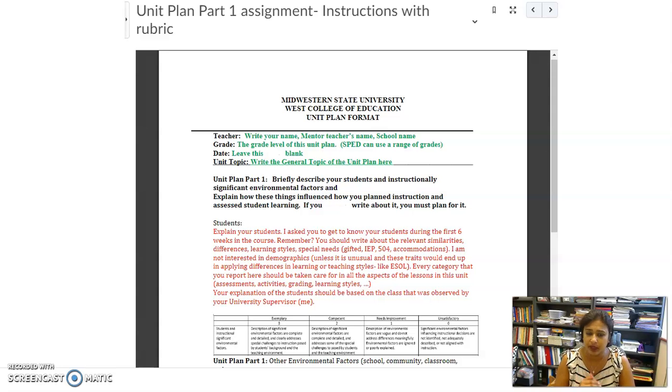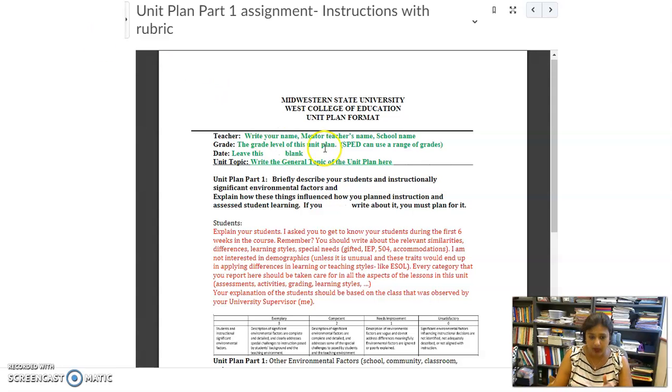So for the unit plan part 1, you are actually answering 4 questions. Your unit plan is a mini version of the Impact on Student Learning project that you do in your clinical teaching. So this is preparing you for unit planning in your block B and preparing you to actually do that capstone project in your clinical teaching.